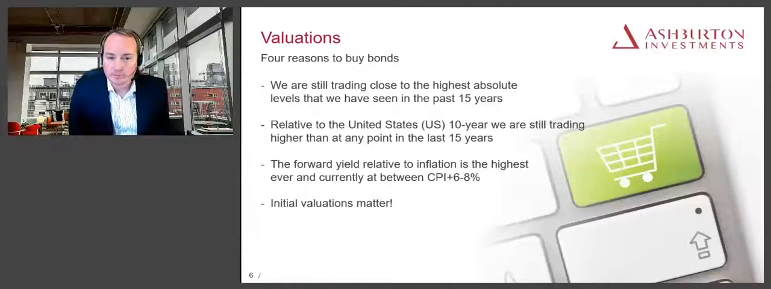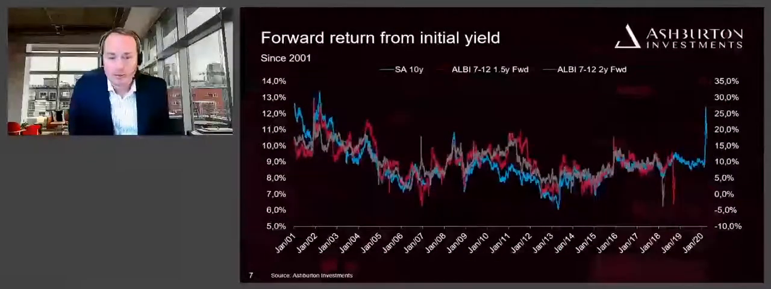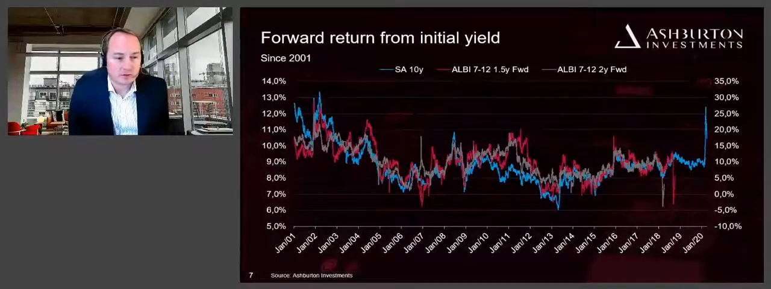So on here, we have 3 different lines. The blue line is, from 2001 to 2020, the yield on the SA 10-year. Just simple, what is the yield on the SA 10-year? And then the red line is, from that day, 1.5 years forward, what is the return of the ALBI 7 to 12? That's the segment of the ALBI where the SA 10-year falls. So what is the forward return of the ALBI 7 to 12 from the point at which the yield was high?